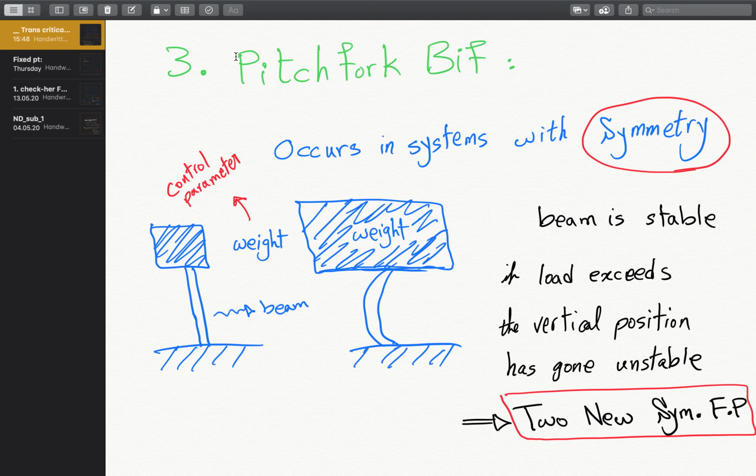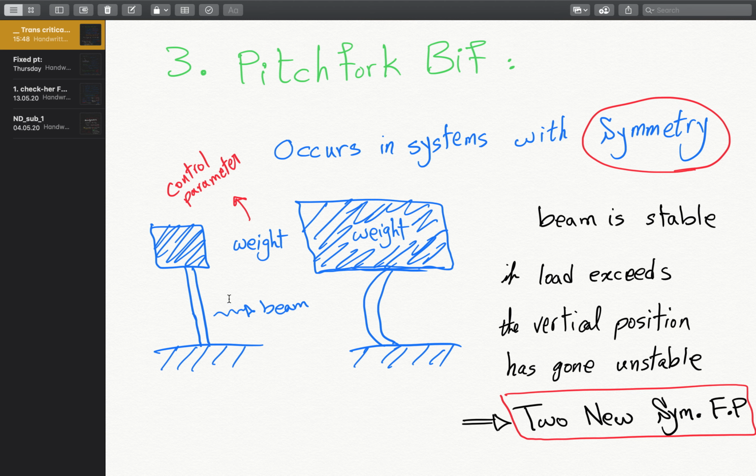So this kind of bifurcation occurs in systems with symmetry. And just to have an idea of this symmetry, imagine you have a weight on a beam over here, and by increasing the weight, after a threshold you see that this beam is going to bend, right?